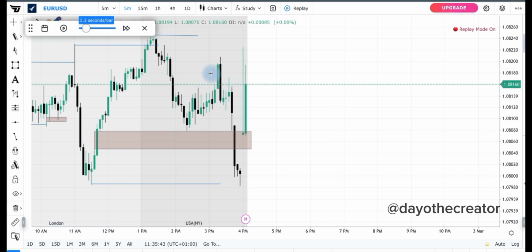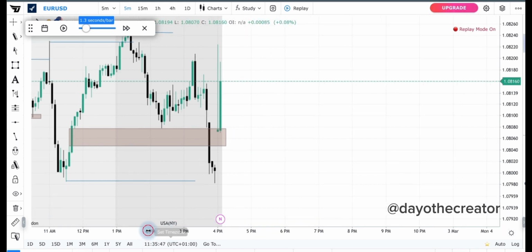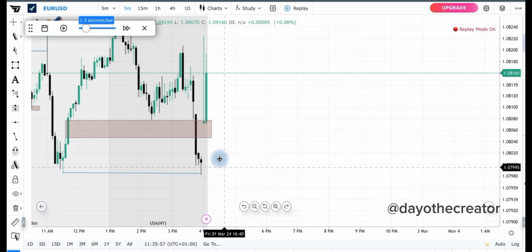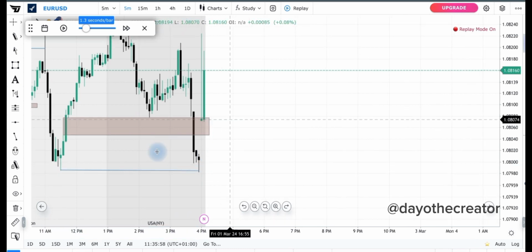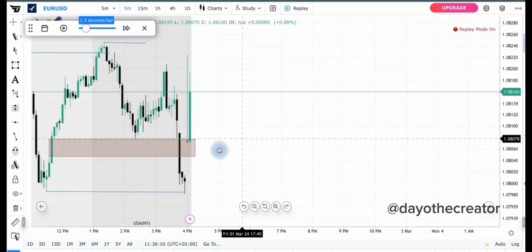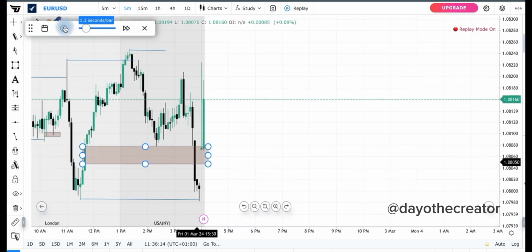As you can see, there's a strong pullback over here after taking out the sell side liquidity with a wick. After taking out a sell side liquidity with a wick, you can see that there's a strong pullback to the upside. It also respected our fair value gap. You can see it has also come back to tap into the fair value gap before going to the upside. Let's see how it goes.